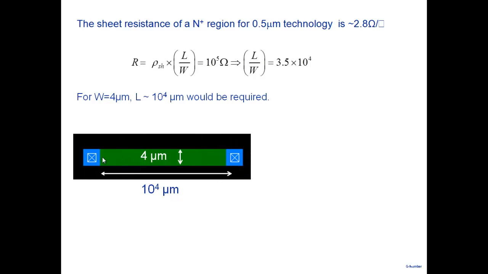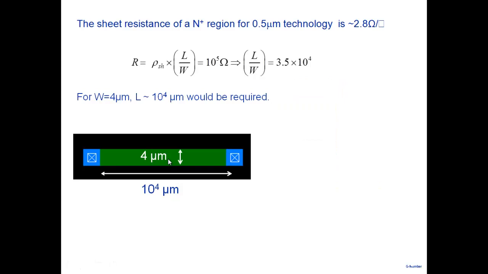How would you make this? Look at this. This is the N plus region here. So you'll make an N plus region here, you'll make a contact here, and a contact here. That will become a resistor. First of all, the aspect ratio is very odd. 1 centimeter long and 4 micron thin is a very odd kind of layout. But we'll come to that.